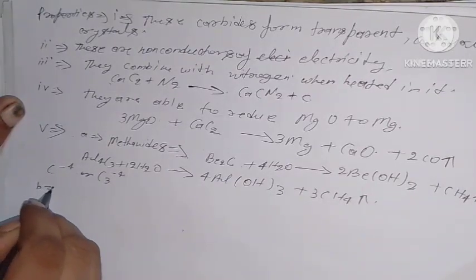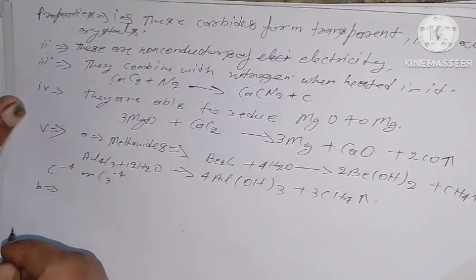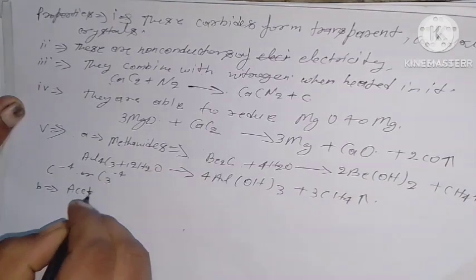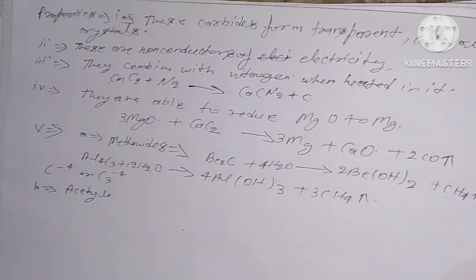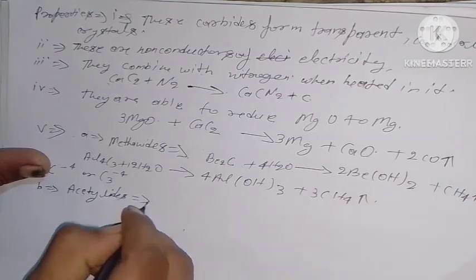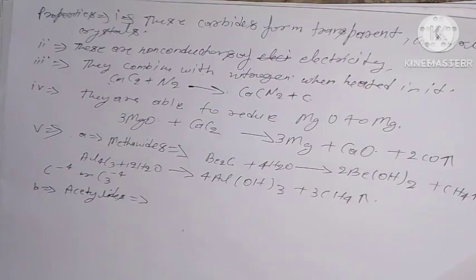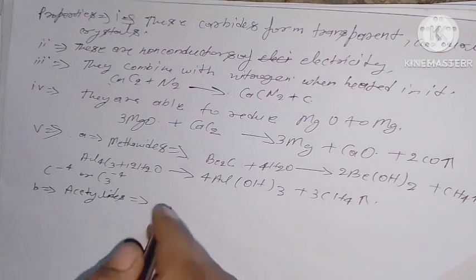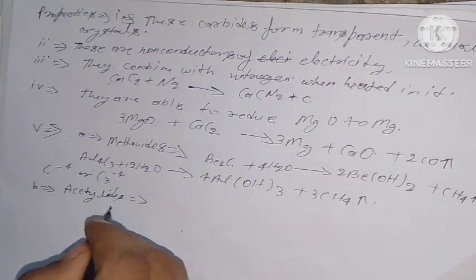Okay, point B, acetylides. These are those ionic carbides which produce acetylene on hydrolysis.